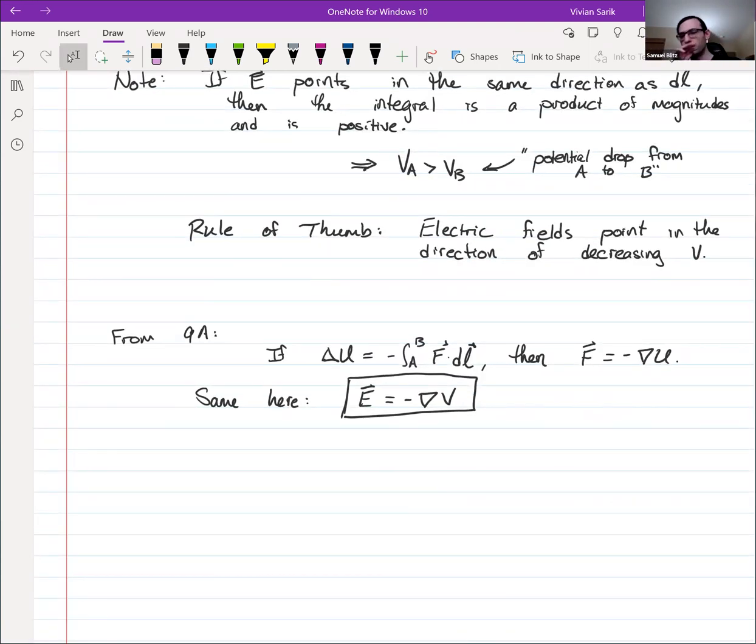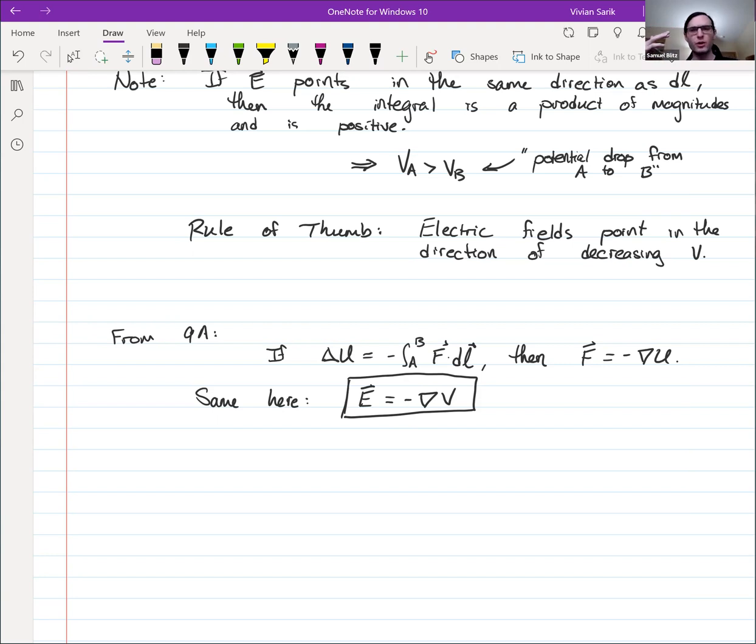Now, depending on what coordinate system you're in, how the gradient operator is defined is different. Like in Cartesian coordinates, it's just the sum of the partial derivatives in their respective directions. So it'd be d/dx in the i hat direction plus d/dy in the j hat direction plus d/dz in the k hat direction.